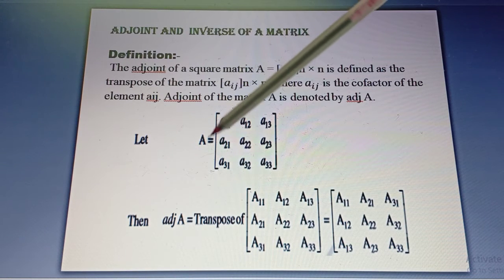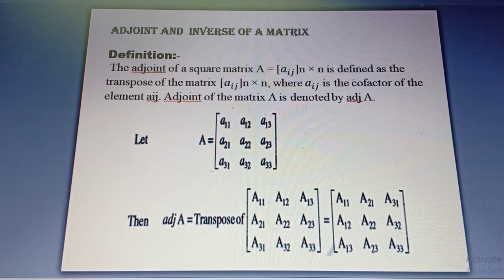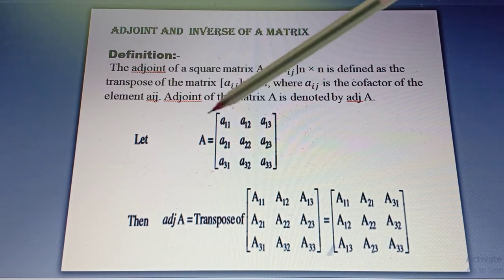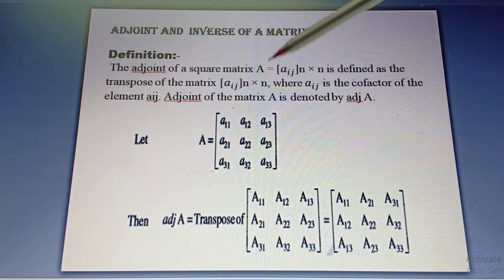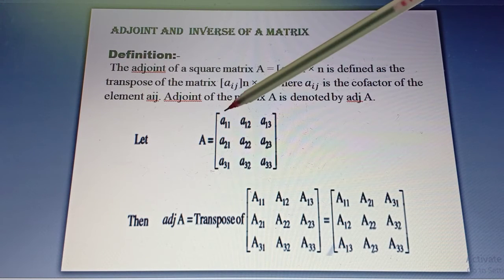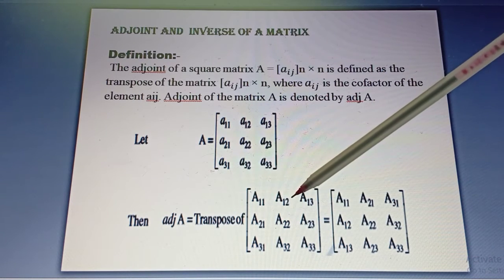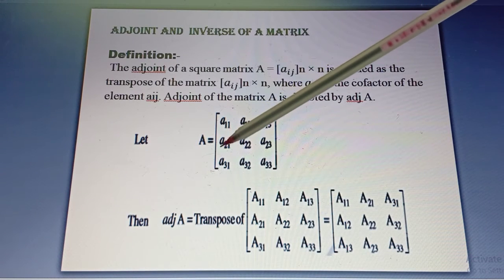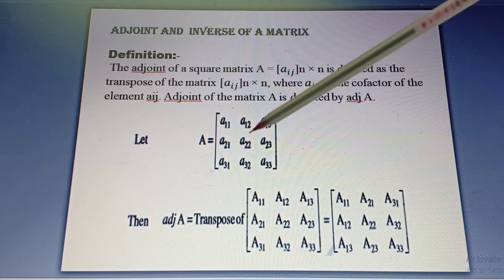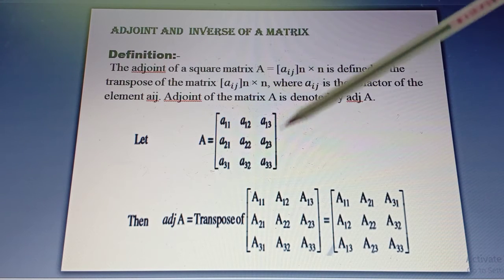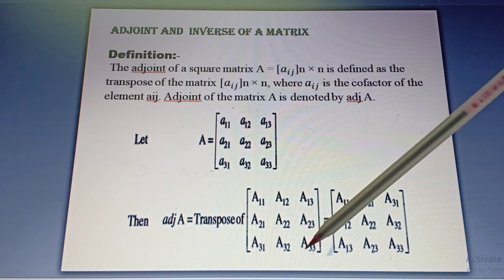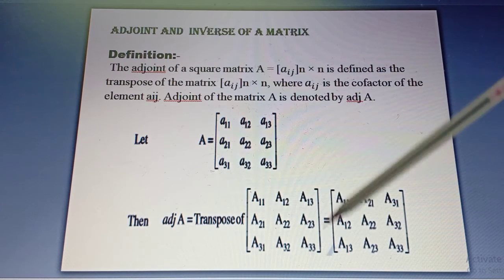For example, this is a matrix A. Okay students, and its cofactors: we know that the cofactor is denoted by capital A11. So the cofactor of a11 is capital A11, cofactor of a12 is capital A12, cofactor of a13 is capital A13, cofactor of a21 is capital A21. Like this, each and every element's cofactor is there, and using these cofactors we will form a matrix.